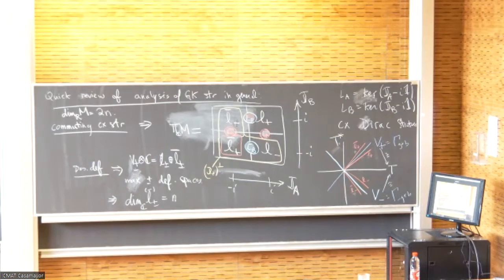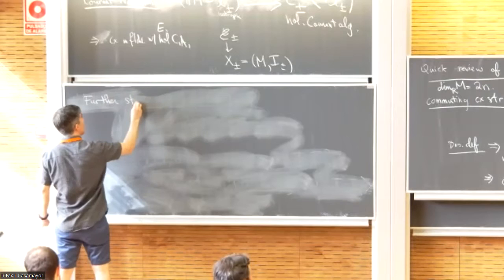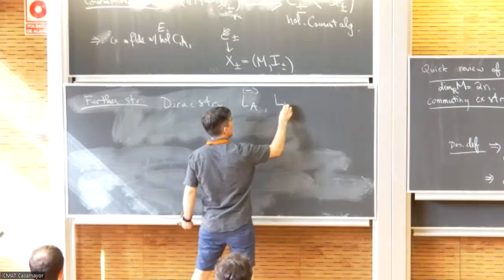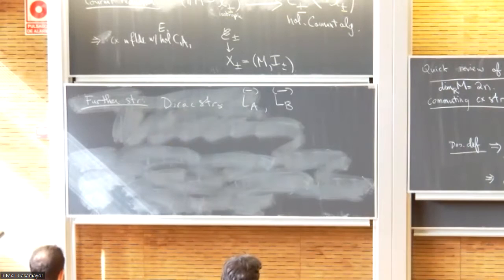So furthermore, further structure, the Dirac structures LA with or without a bar and LB with or without a bar. These are four complex Dirac structures sitting in here. They're visible here. 1, 2, 3, 4, all the lines, okay? These complex Dirac structures can also be reduced.